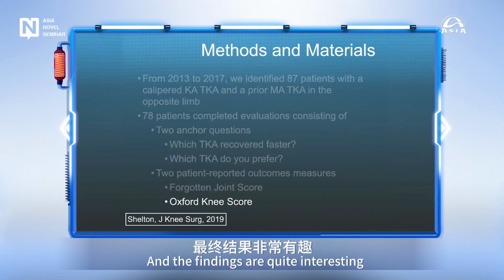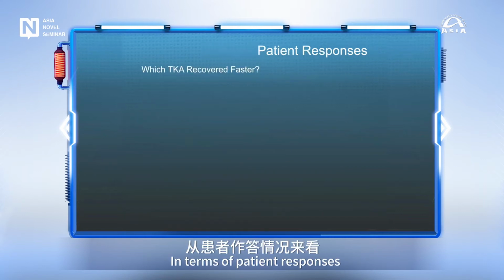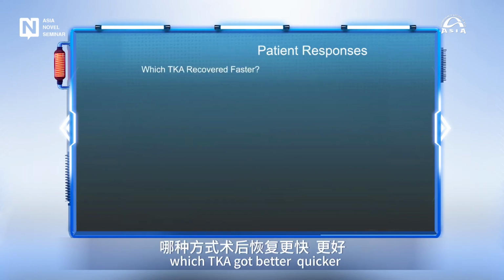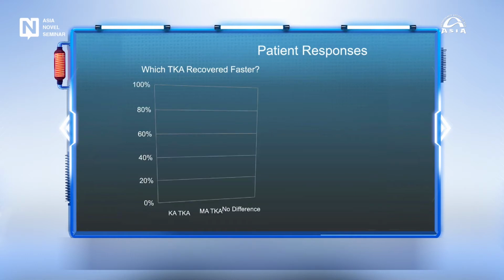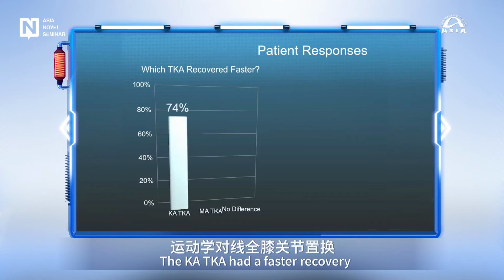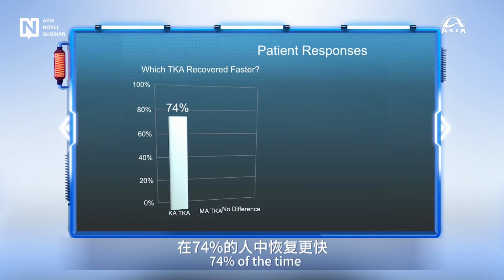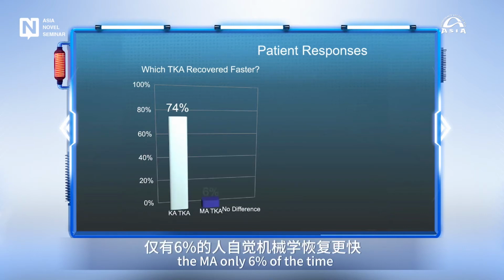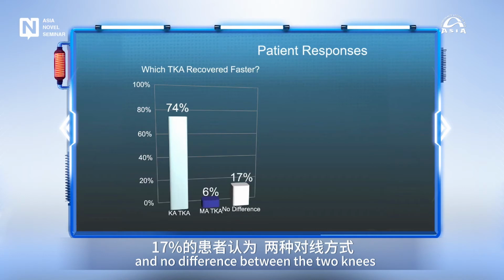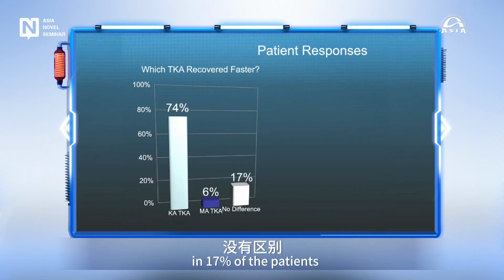And the findings are quite interesting. In terms of patient responses, which TKA got better quicker? The KA TKA had a faster recovery 74% of the time. The MA, only 6% of the time. And no difference between the 2 knees in 70% of the patients.